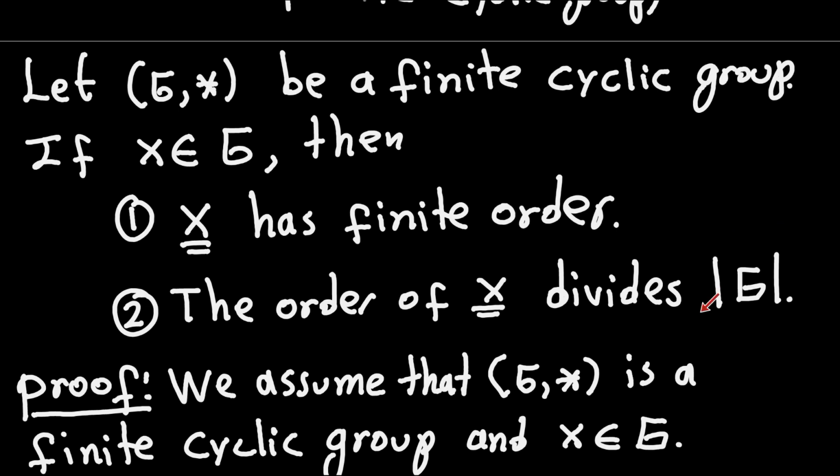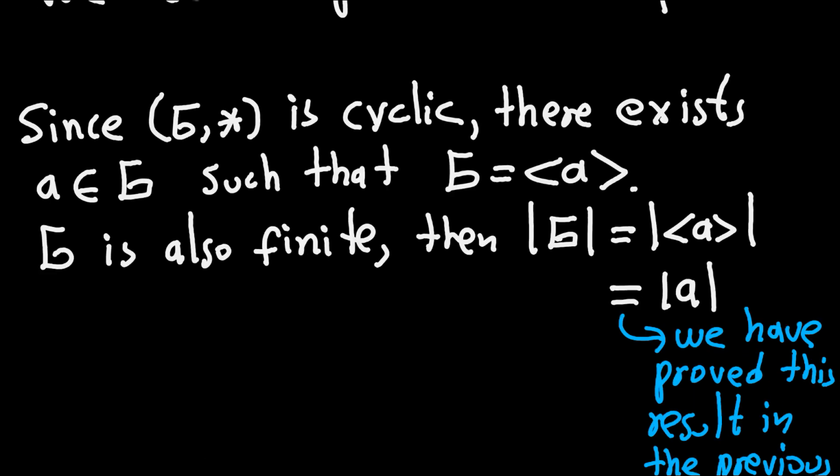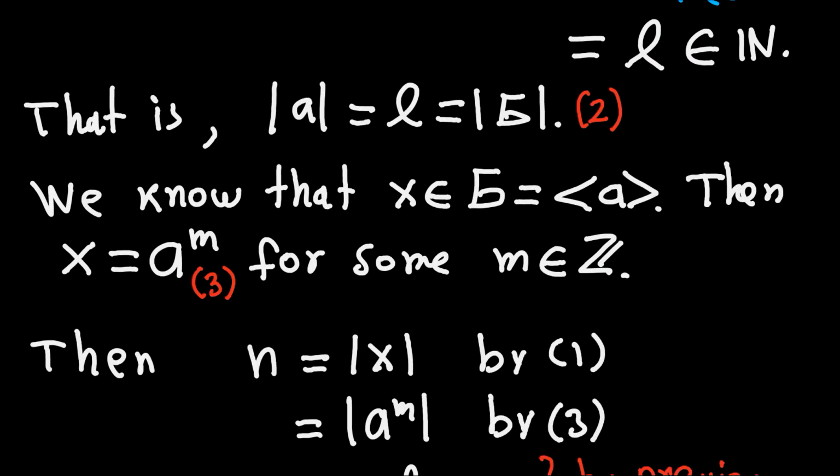So for example, if you have a group of order 20, you cannot have an element in G that has order, for example, 3, because 3 does not divide 20. So that puts a restriction on what orders you can have on elements of a finite cyclic group. All right, so let's look at the next corollary.